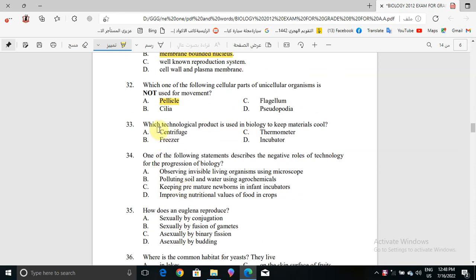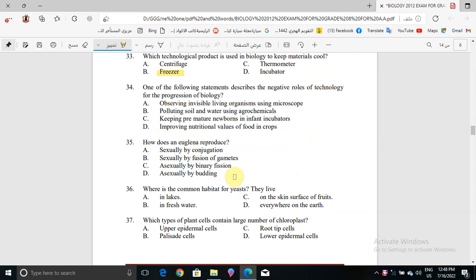Now question number 33. Which technological product is used in biology to keep materials cool? It is freezer, right? The use of freezer. Now question number 34. One of the following statements describes the negative role of technology for the progression of biology. Observing invisible living organisms using microscope, or polluting soil and water using agrochemicals, or keeping premature newborns in infant incubators, or improving nutritional values of food in crops. The correct answer will be improving nutritional values of food in crops.